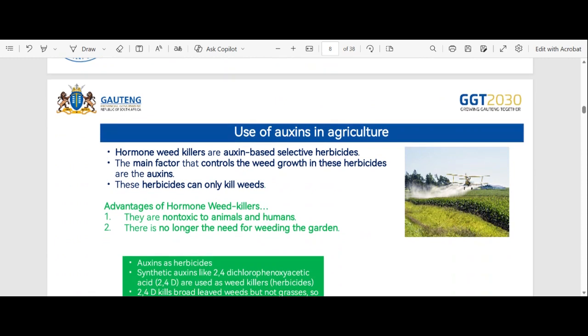Okay, let's go to auxins. So how are auxins used in agriculture? Auxins are used to kill weeds, right? So what are weeds? Weeds are any plants that compete for resources with other plants that are meant for selling, right? So if I'm growing corn and there are plants growing beside the corn and competing for resources with it, I'll consider those plants weeds, because they're competing with the corn that I'm trying to grow with regards to resources.